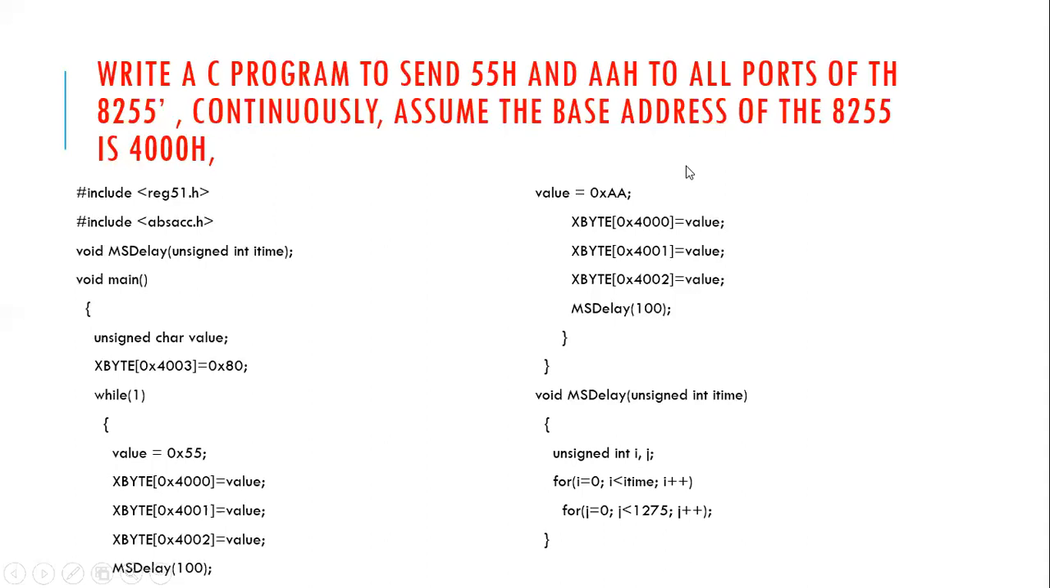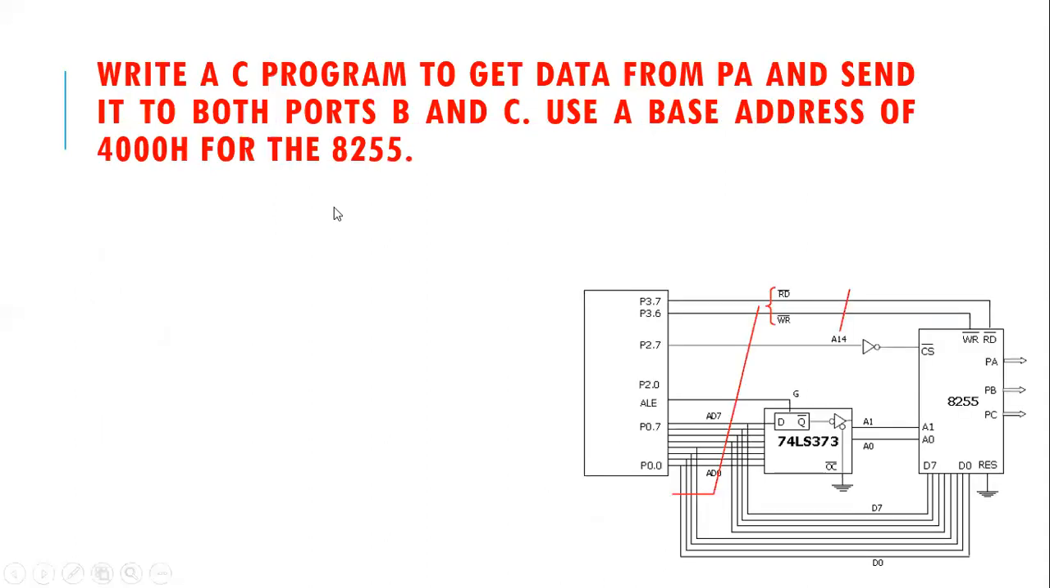Next, let us see. Write a C program to get data from PA, that is port A, and send it to both ports B and C, and use a base address of 4000 for the 8255. This assembly version we have also discussed for the same thing. There we used the base address of 100H. Now we use the base address of 400H.